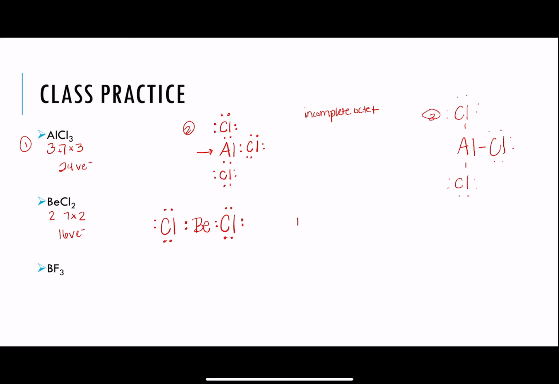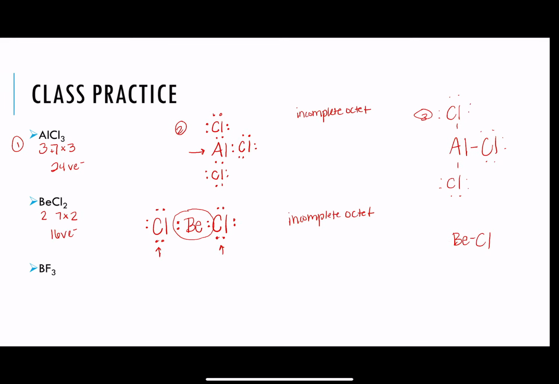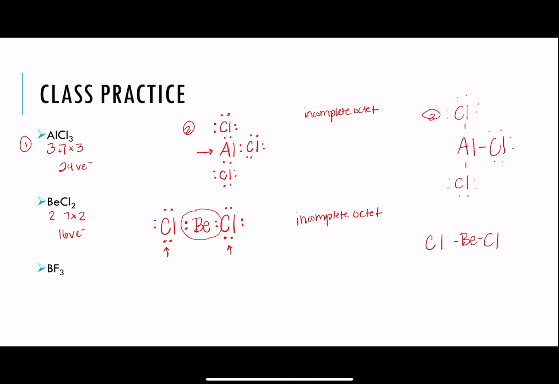But again, this is an example of an incomplete octet. Chlorine is complete, both chlorines are, but beryllium is lacking. It only has 4 valence electrons instead of the 8 that it usually hopes to have, okay? And so when we draw this, I think you know how to draw these pretty well by now. It would look like that, okay?